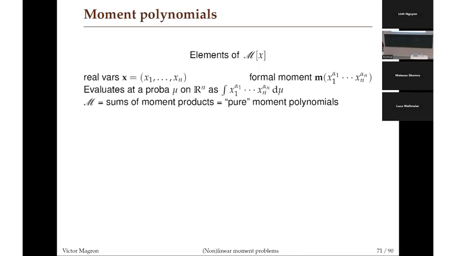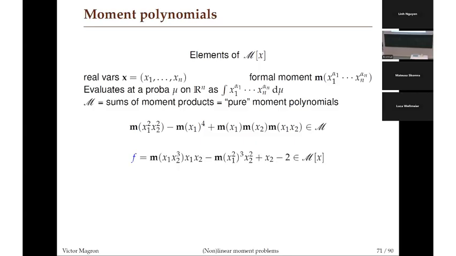And then if you take sums of moment products, you obtain what we call the pure moment polynomials. They are just sums of products of integrals when you evaluate them in a favorite measure. Okay, so this is an example of a pure moment polynomial of degree 4. And this is an example of a general moment polynomial of degree 8, sorry.